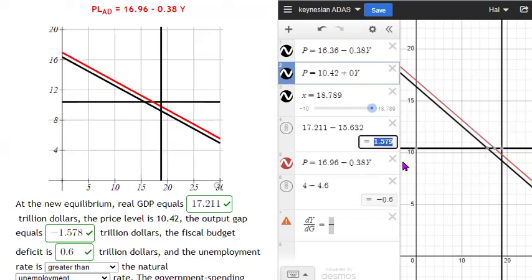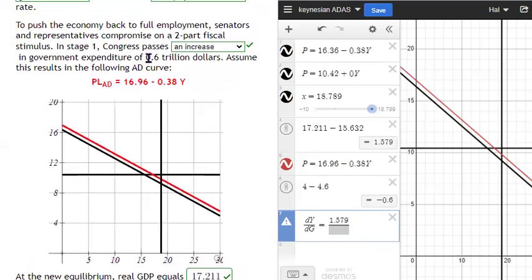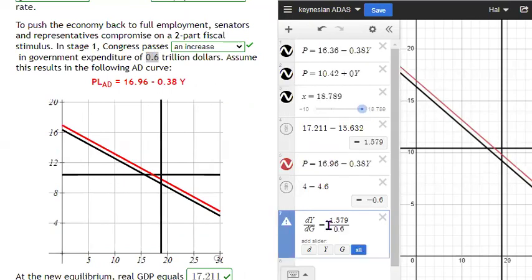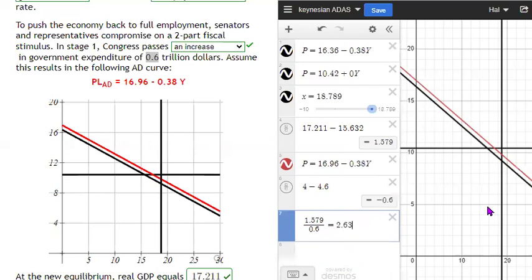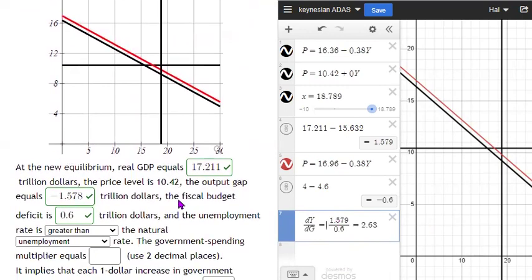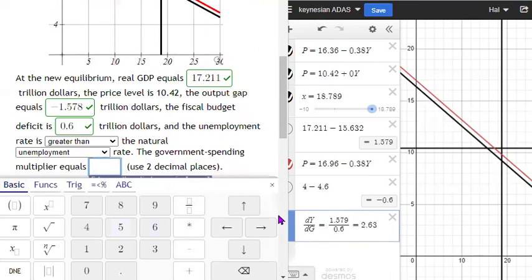So the increase in GDP is 1.579. That's the increase in GDP caused by the increase in government expenditure. Government expenditure increased by 0.6. The government spending multiplier is this ratio. And how do you calculate that ratio? It is equal to 2.63. This ratio is 2.63, right? So the government spending multiplier is 2.63.